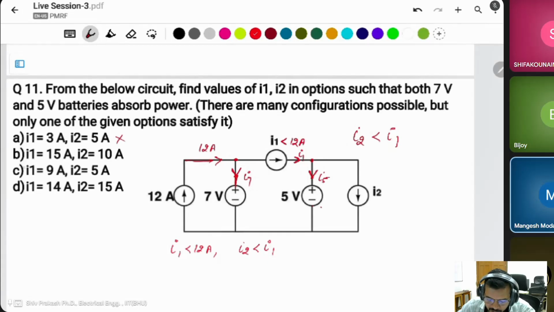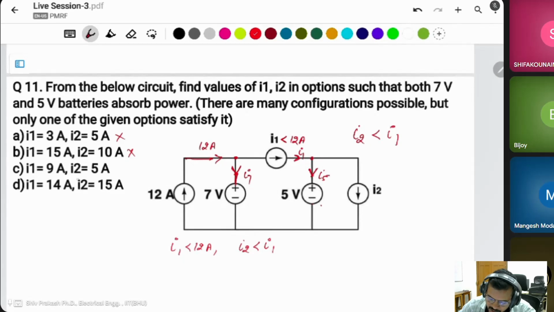Second option, I1 is 15 ampere. Also more than 12, it is not possible. C, I1 is 9 ampere. Yes, I2 is 5 ampere. Yes, also possible because I2 is less than I1. I2 more than 12 ampere is not possible. Only option C is correct.